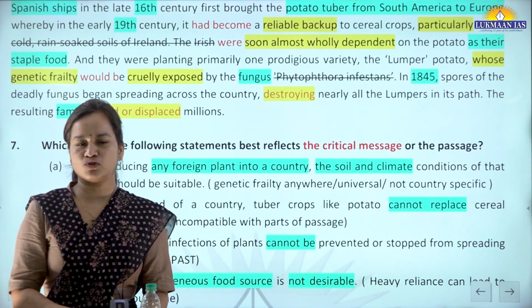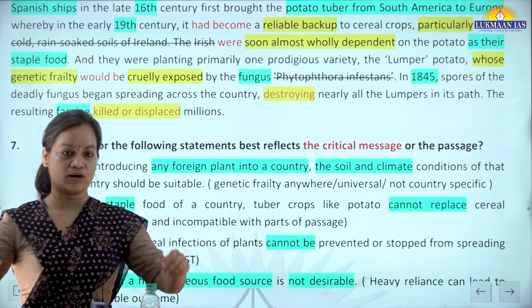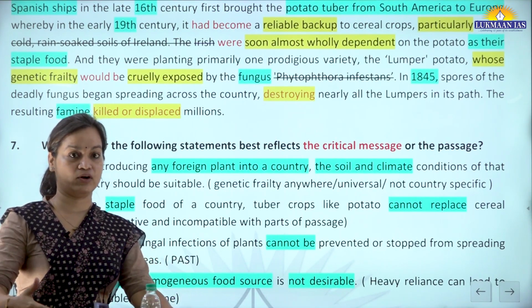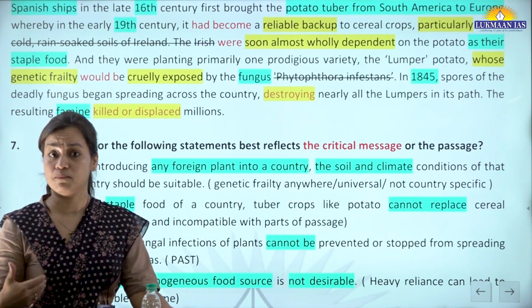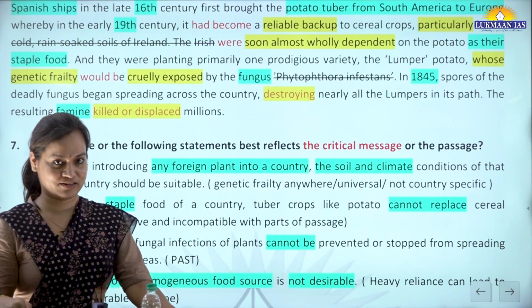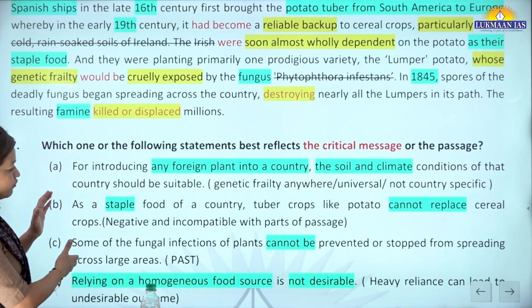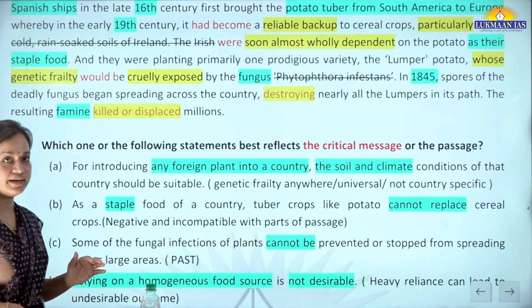Does this passage talk about how to solve this problem, or does this passage talk about what happened because of this action? More cause and effect. If you can connect those dots, then move to the options quickly.